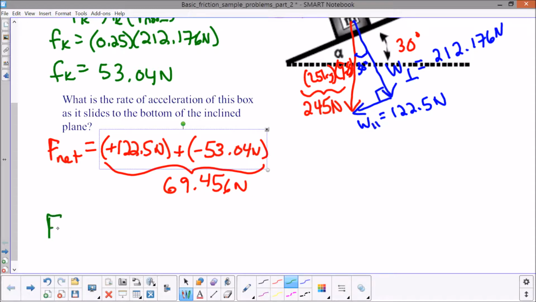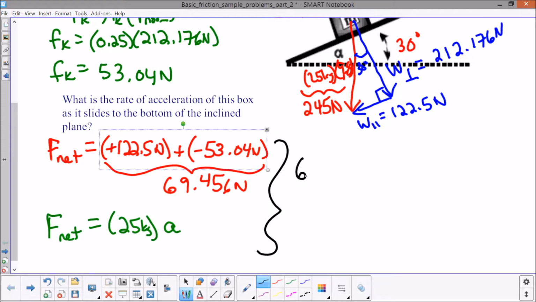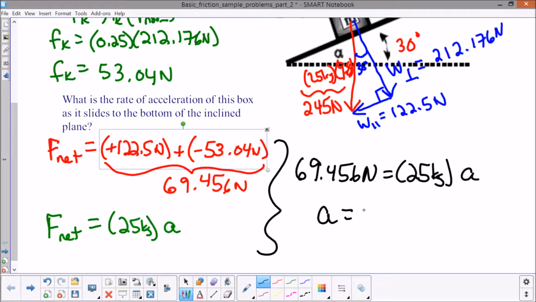We also know that the net force on the box equals the mass of the box, 25 kilograms, times the unknown acceleration of the box. If we take those two things and put them together, we have 69.456 newtons equals 25 kilograms times the unknown acceleration A. And so this gives us an acceleration down the ramp of 2.778 meters per second squared.